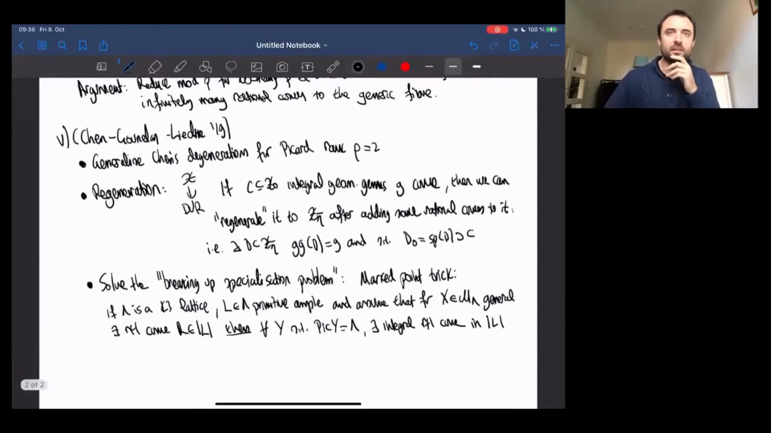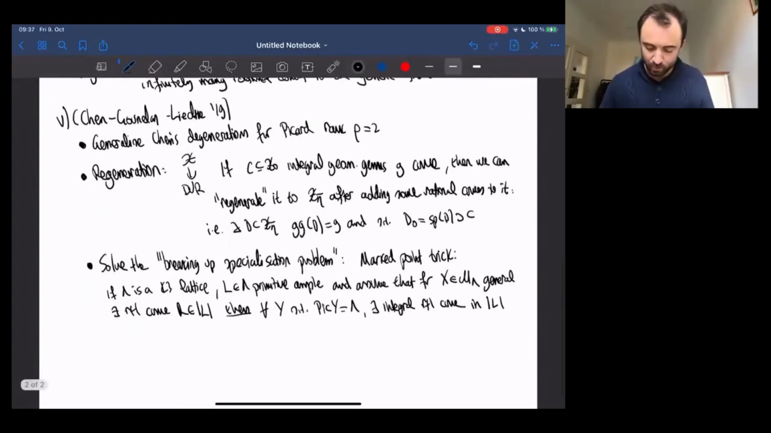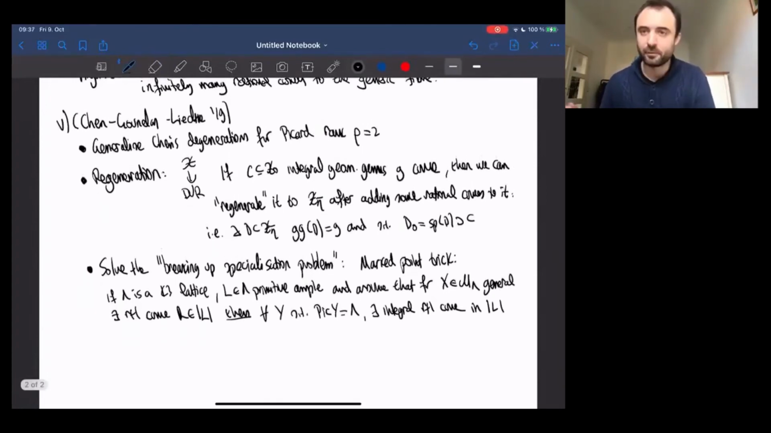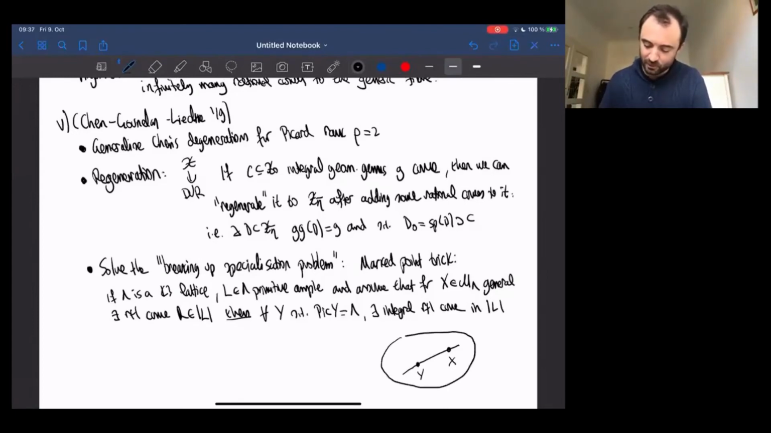Okay, so let me tell you very briefly why we call this the marked point trick. Well, for one, because it's a catchy title. So basically what you do is you start with your point Y in the moduli space, and you take a very general curve joining it to a general point X inside M lambda. And then you put this inside some general surface U inside M2D, so that this curve here is the intersection of U with M lambda.